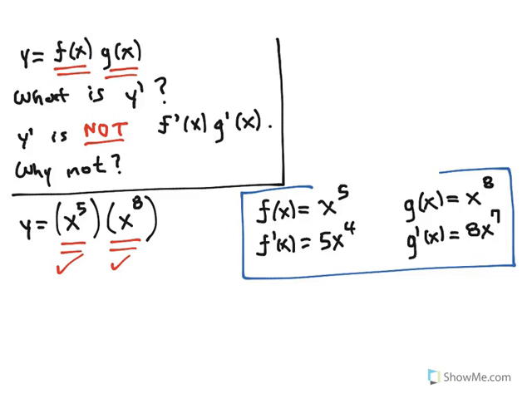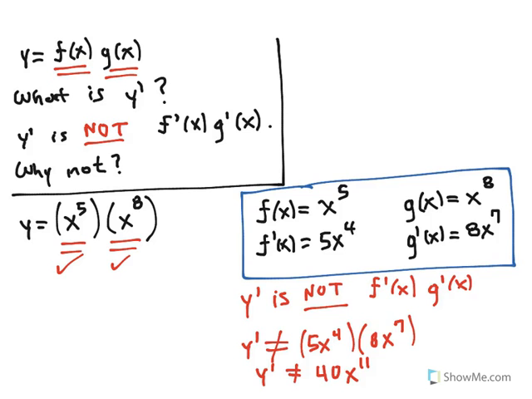But the question is, how do you find the derivative of y is equal to x to the fifth times x to the eighth? The answer is, it is not f prime of x times g prime of x. And we want to see why this is not the case. y prime is not f prime of x times g prime of x. It is not 5x to the fourth times 8x to the seventh. It is not 5 times 8 is 40, and x to the fourth times x to the seventh is x to the 11th. It is not this particular function. Why not?